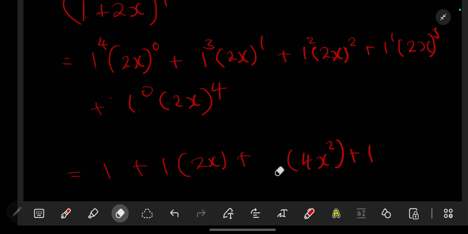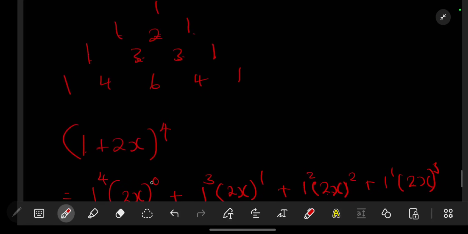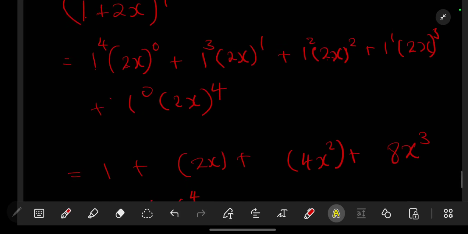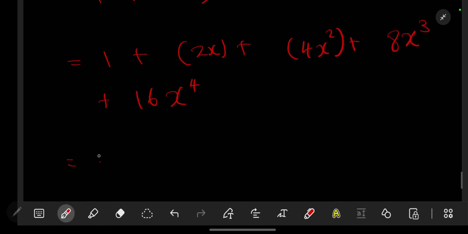We can even ignore the ones except there, because 1 won't change anything. So our next one will be 2 to the power 3 is 8, x to the power of 3. Then plus 2 to the power 4 is 16, x to the power of 4. Then get your coefficient, so you put these values in front. That's why I was leaving some space. If you want, you can just write it here. We have 1 plus, put the coefficient there.